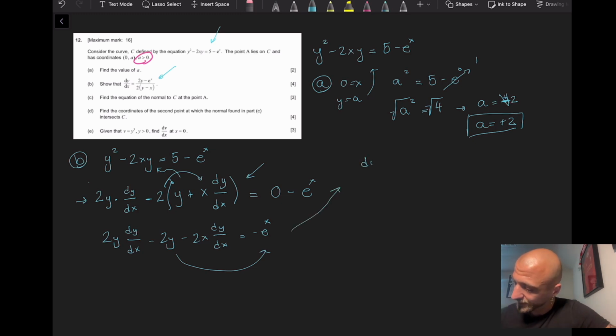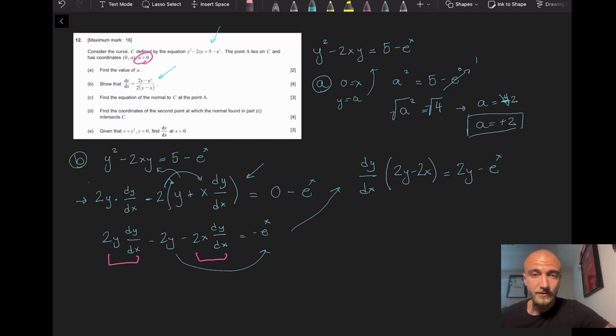So if I factor out a dy dx term from this term and this term, what am I left with? I'm left with a 2y minus 2x. And on the other side of the equation, I moved that 2y over, so I added 2y to both sides. So we get 2y minus e to the x.